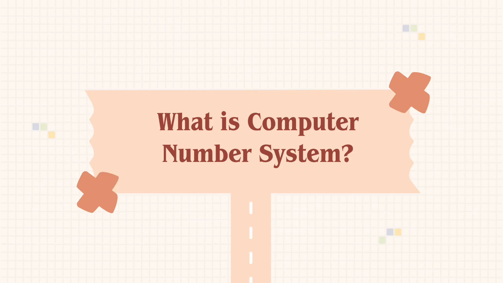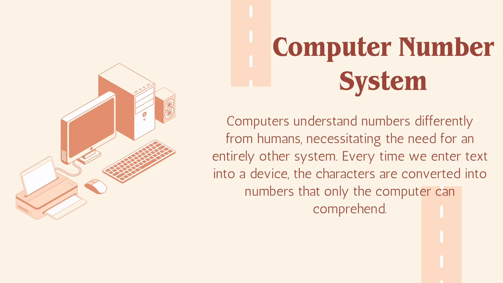What is computer number system? Humans use words and characters to communicate and are familiar with working with numbers, letters, and words. However, computers cannot process this type of data directly, they can only interpret numerical values. Computers understand numbers differently from humans, necessitating the need for an entirely other system. Every time we enter text into a device, the characters are converted into numbers that only the computer can comprehend.